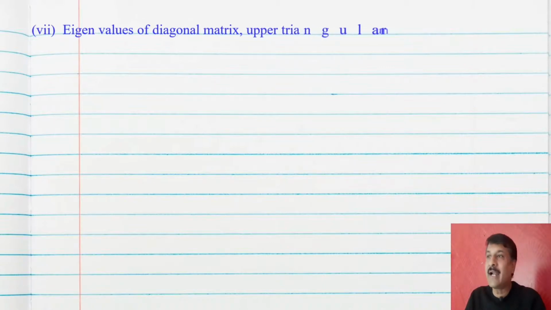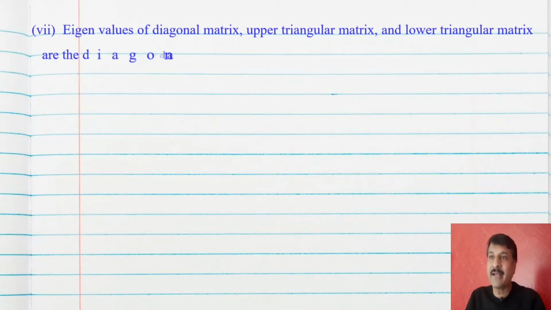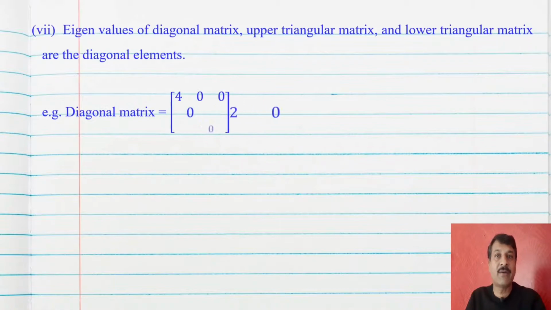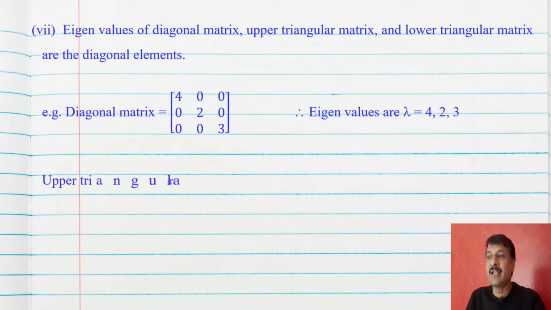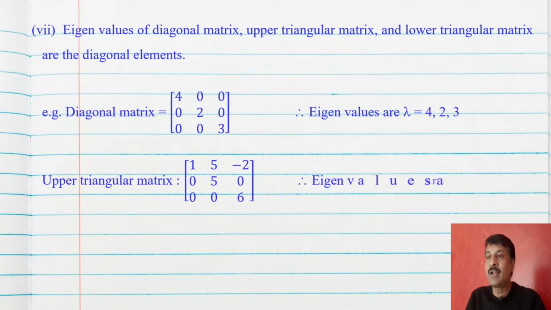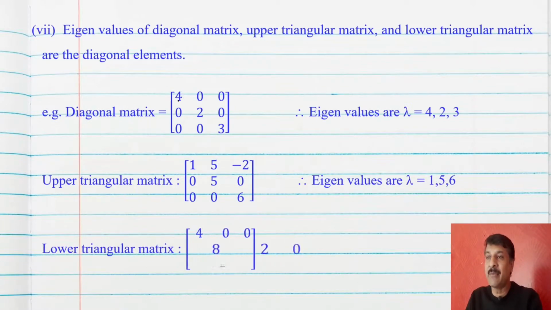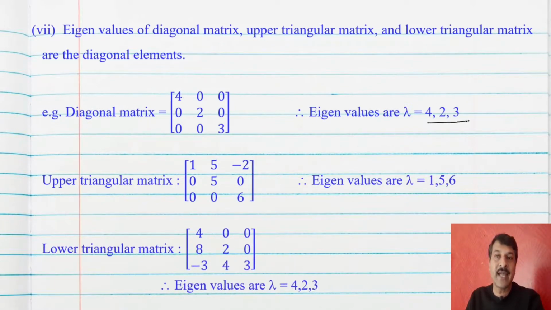Also, you note that the eigenvalues of a diagonal matrix, upper triangular matrix and lower triangular matrix are the diagonal elements. For example, here is a diagonal matrix. So, what are the diagonal elements? 4, 2, 3. So, these are the eigenvalues.